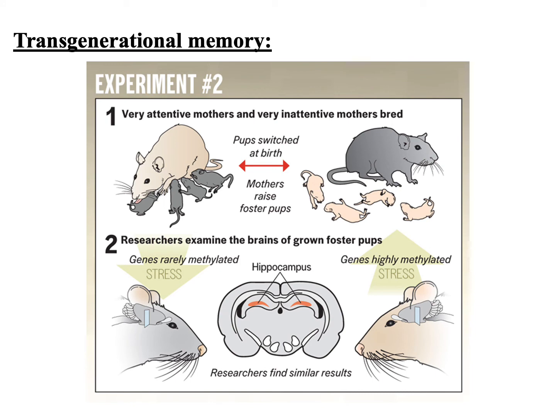Interestingly, these scientists conducted another set of experiments where they switched the pups at birth. So pups that were born to attentive mothers were switched with pups that were born to inattentive mothers. The brains from these mice were also analyzed, and the same circumstances were found. Those pups that were raised by inattentive mothers had higher stress components and a higher number of genes that were modified epigenetically.